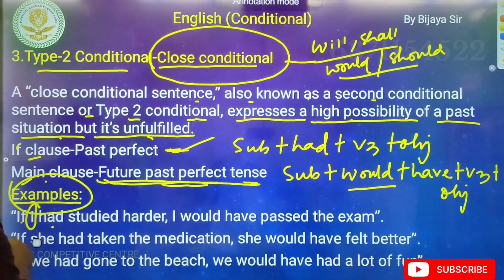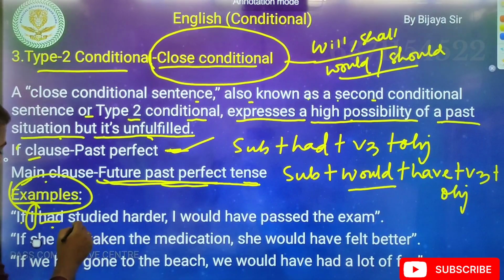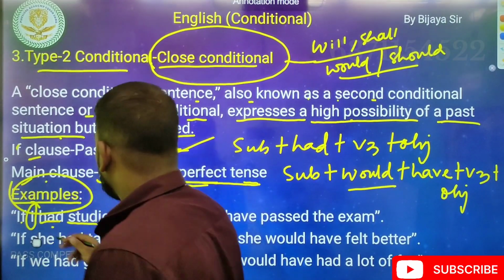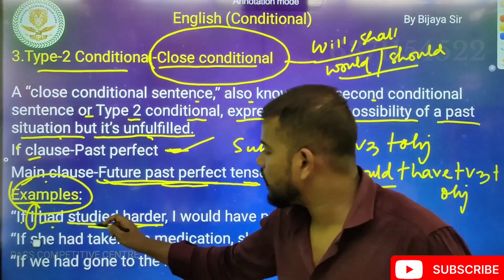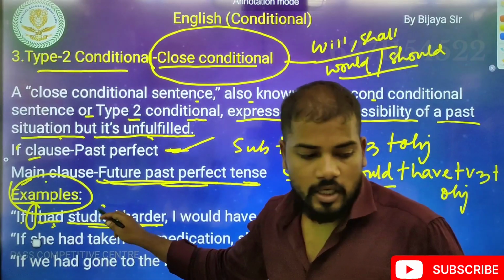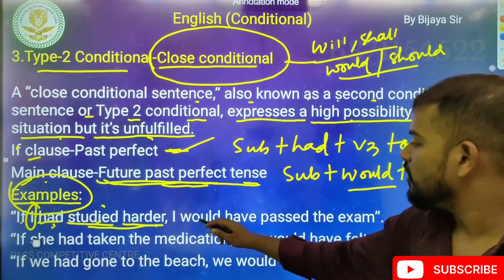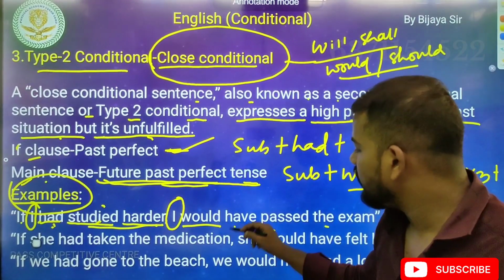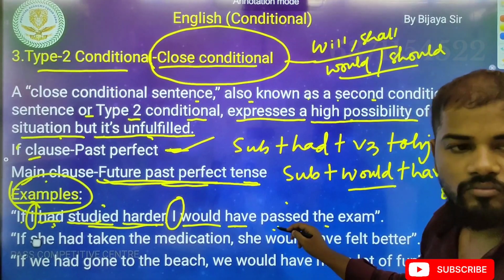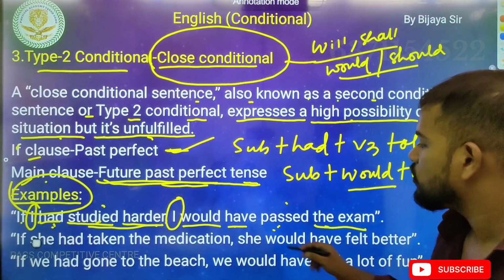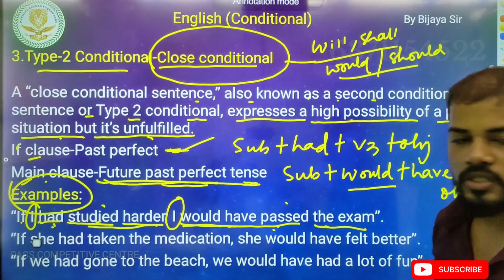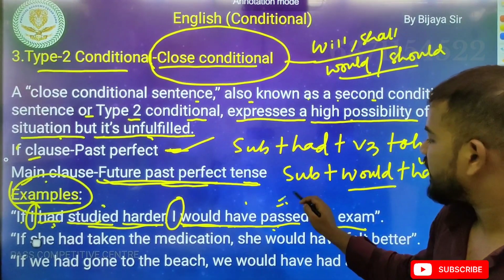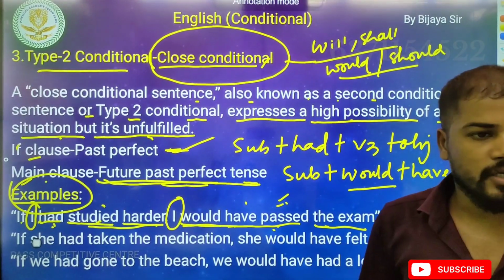Here I is the subject, had is used for perfect tense, and studied is the third form of the verb, and harder. If I had studied harder: subject plus had plus V3 means past perfect tense. And I would have passed the exam. I is the subject, we use would here, and have plus V3 of the verb, and this is the object. So here our main clause is in future past perfect tense. So this is known as second type conditional, which is known as clause conditional.